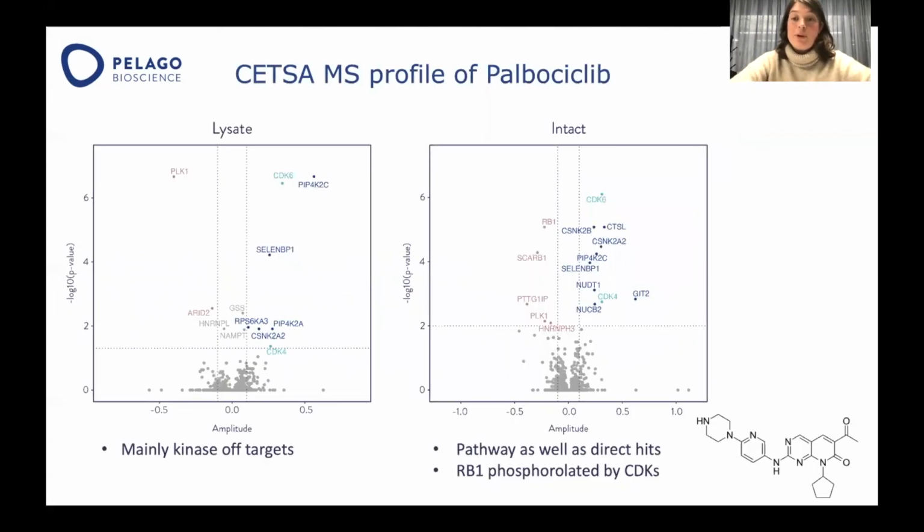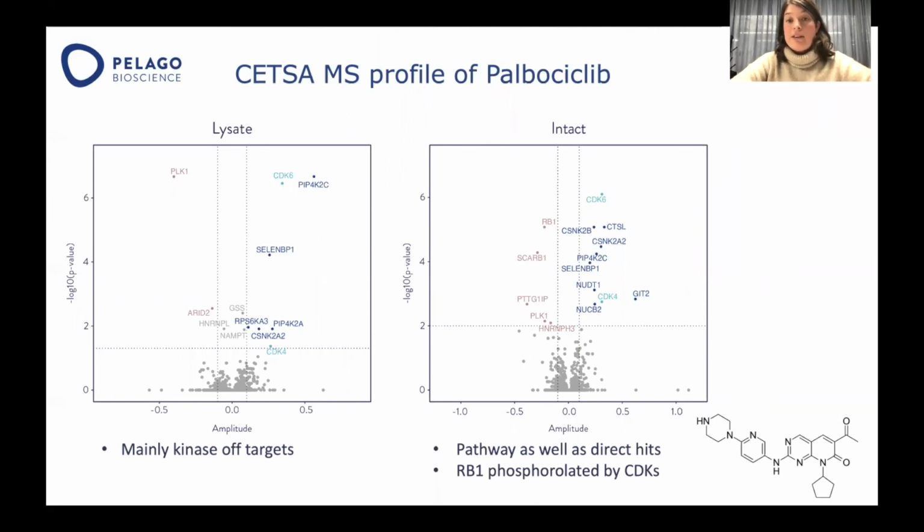Now moving to a more selective kinase inhibitor, or coming back to palbociclib. So this is the lysate data and the intact cell data. Starting with the lysate data, the proteins targeted, being affected in thermal stability, are mainly kinase off targets of this CDK4, CDK6 inhibitor.